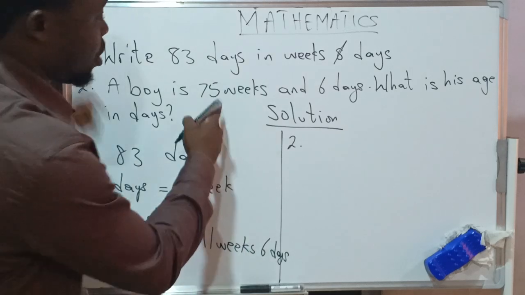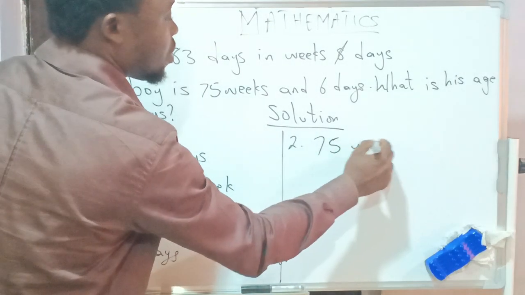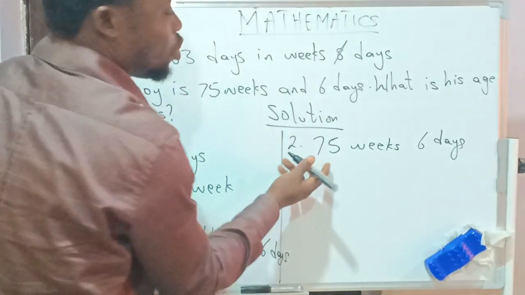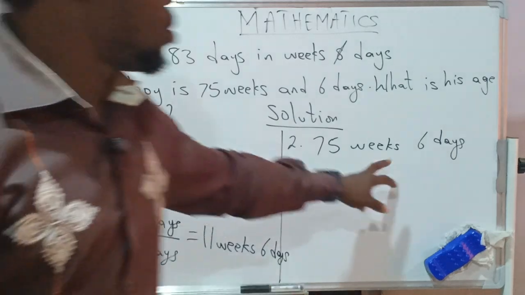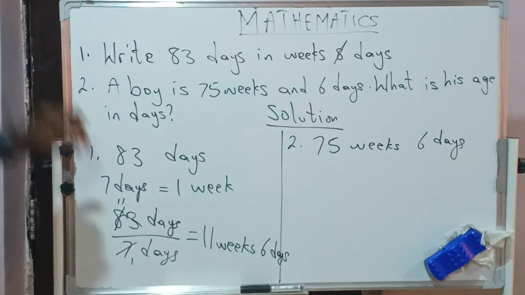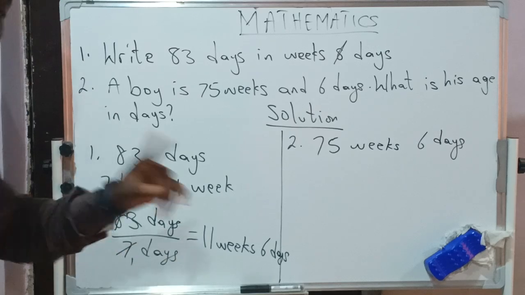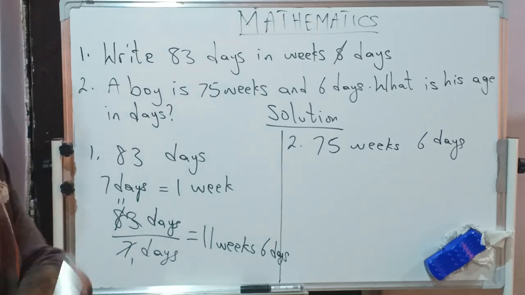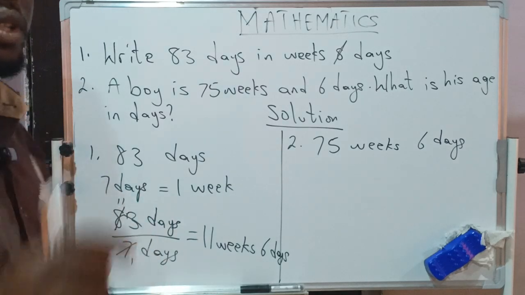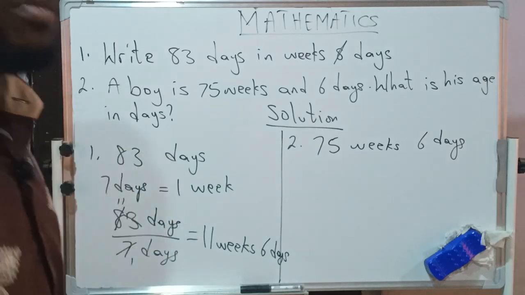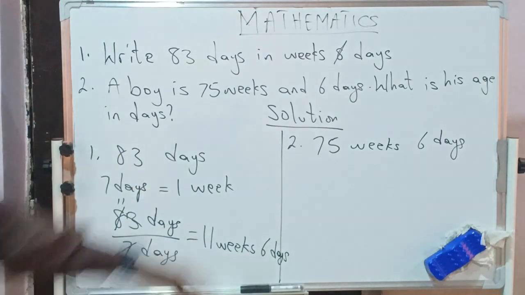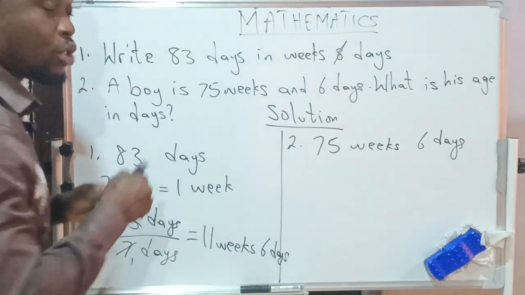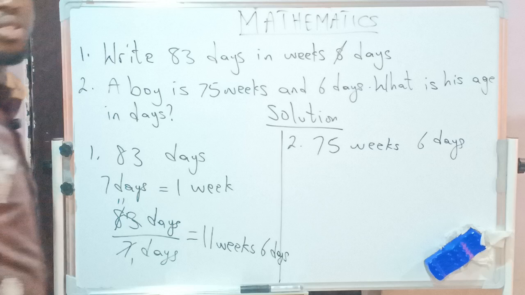So what we need to do is, we have 75 weeks, 6 days. So we need to change this 75 weeks to days. But remember, we said that 7 days is 1 week. For every 7 days is equal to 1 week, for every 14 days is equal to 2 weeks, for every 21 days is equal to 3 weeks, for every 28 days is equal to 4 weeks, and so on and so forth. So for us to know the number of days here, since it's 75 weeks, all we need to do now is check how many days we can see here.